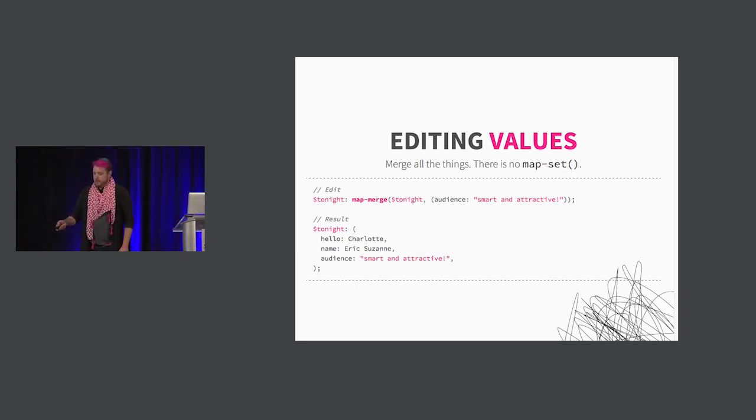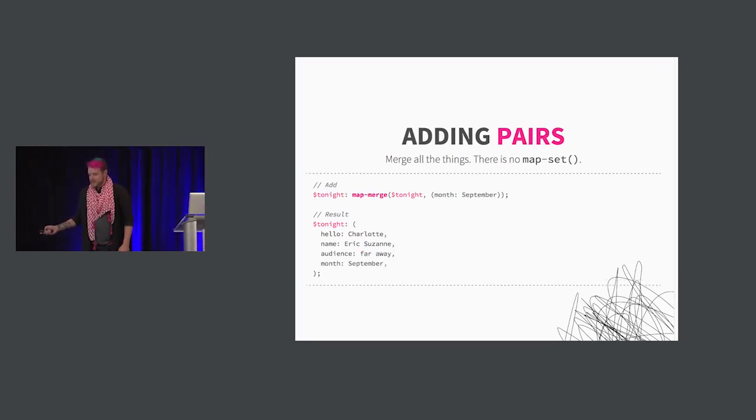You can merge in a new map that has a similar key, and that's the same way you can override. So the audience is now smart and attractive. That's you. Lucky you. You can also add new pairs the same way because, again, there's no map set. So we can add month September to our map using map merge.